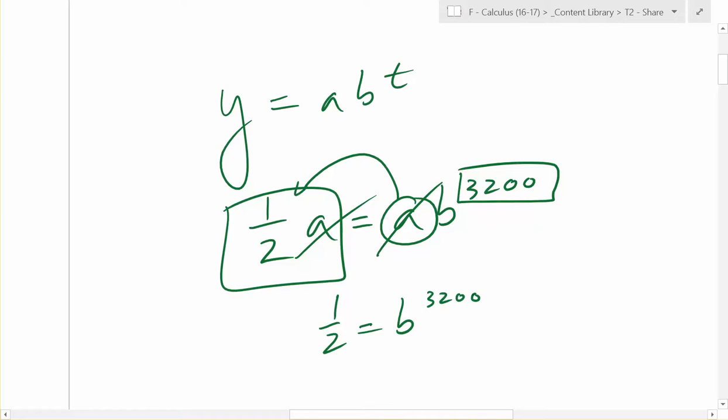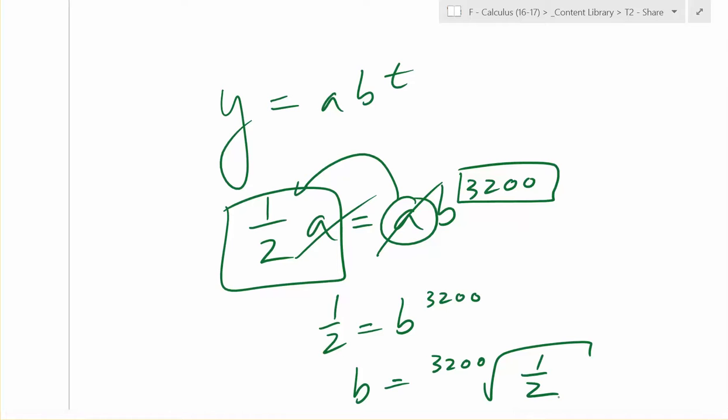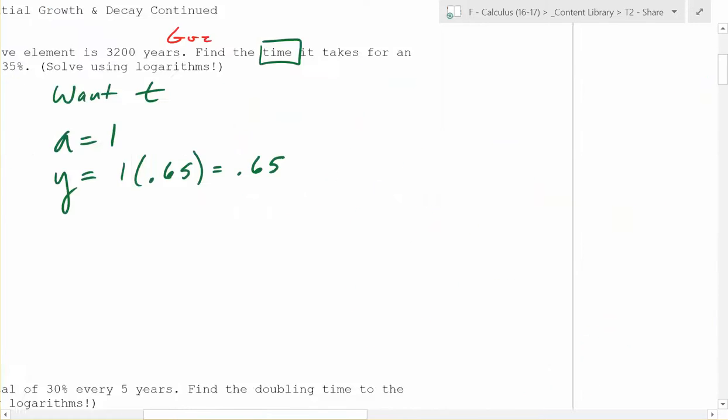How do you find out what B is? Oh, the 3,200th root. You got it. B is equal to the 3,200th root of 1/2. So listen, stop for a sec. That is the B value. So what do you do with this now? Enter it into the other equation for B.